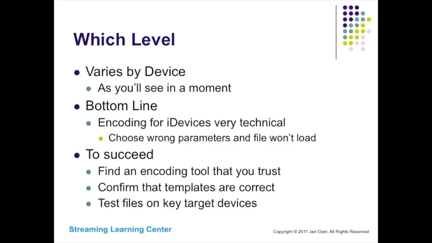The thing about encoding for iDevices is, the required parameters vary by device. It's a very technical encode. If you produce using the wrong profile, your file won't load on your target device. All of us who've worked with iTunes have seen that. So if you're just starting out with iDevices, you need to find an encoding tool that you trust and then use their templates pretty much unadjusted to make sure the device can play the video file that you create.